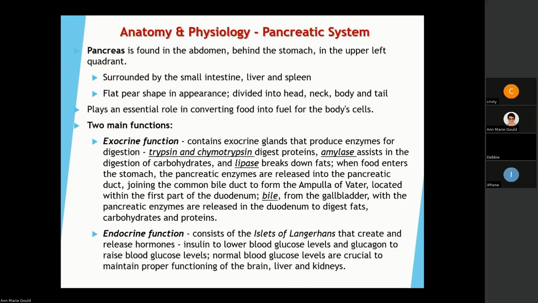Now your endocrine function, this is where your islets of Langerhans are part of the pancreas, and they create and release hormones. And what do they do? Mainly insulin, right? So your islets of Langerhans release insulin to lower the blood glucose levels, and they release glucagon to raise the blood glucose levels if your blood sugar is too low. Normal blood glucose levels are crucial to maintain proper functioning of the brain, liver, and kidneys, and we all know that from nursing.